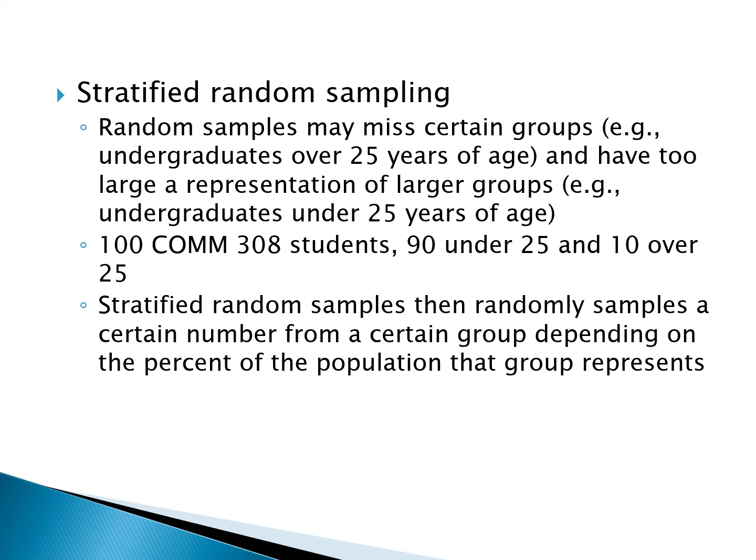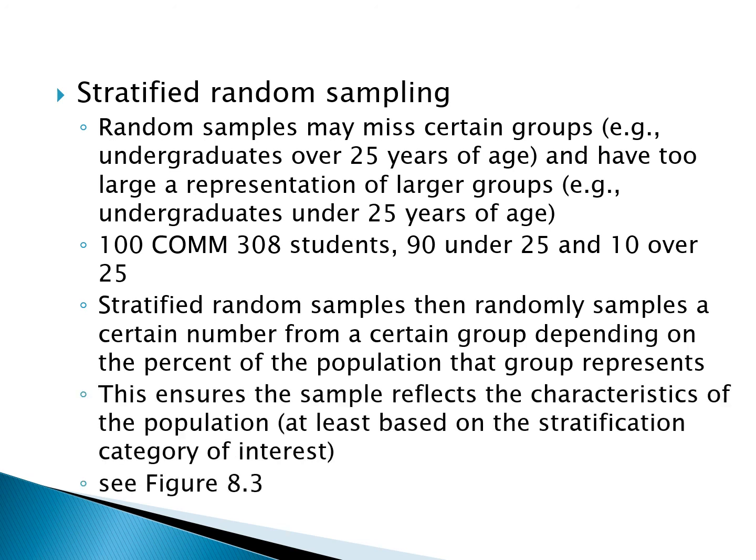Then for every person who is over 25, I have a total of 10 in the class, I might do every fifth person so that I have a sample that has 2 students who are over 25. That way I have my 18 and my 2 in my sample, which correspond to the 90% of the students who are under 25 and the 10% who are over 25. So this ensures that the sample reflects the characteristics of the population, at least based upon the stratification category that is of interest.